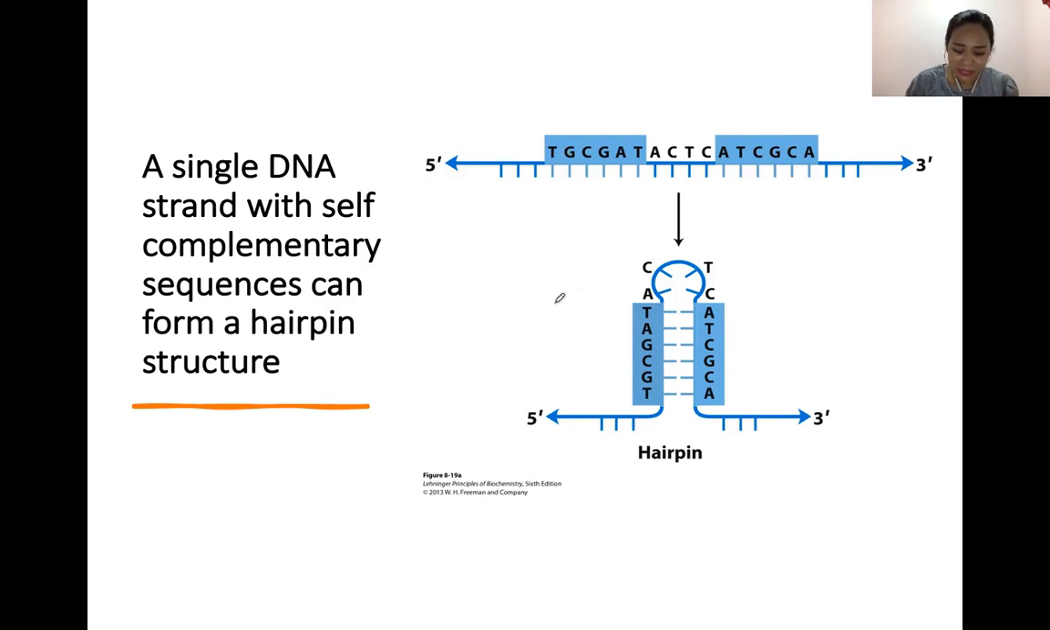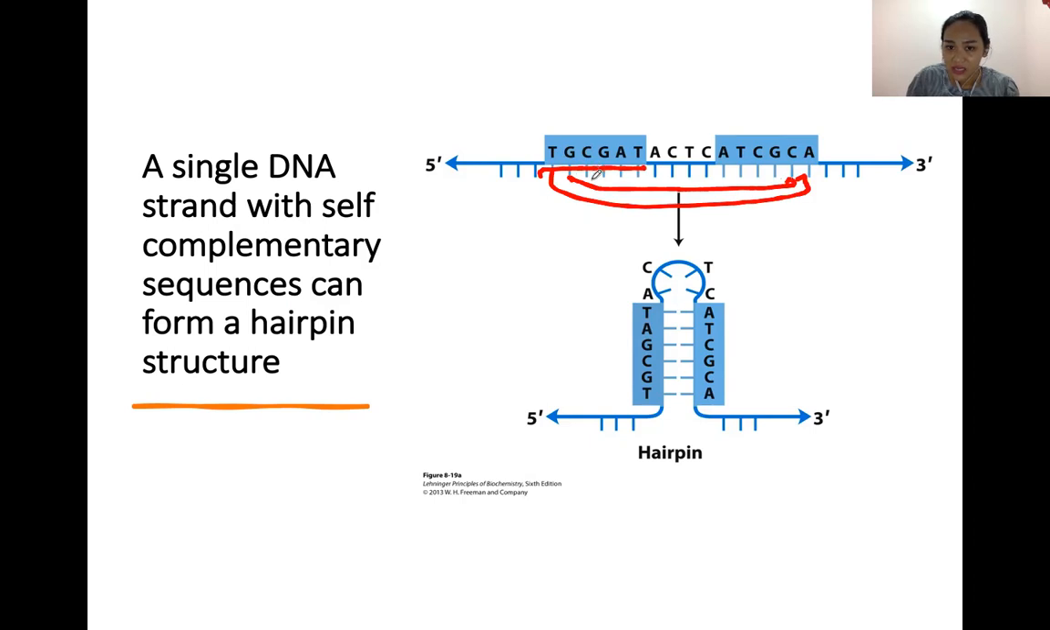So what do I mean by folding? You will see here the sequence TGC, GAT. And we know A pairs with T, so this one can actually pair with that one. G can pair with that one.